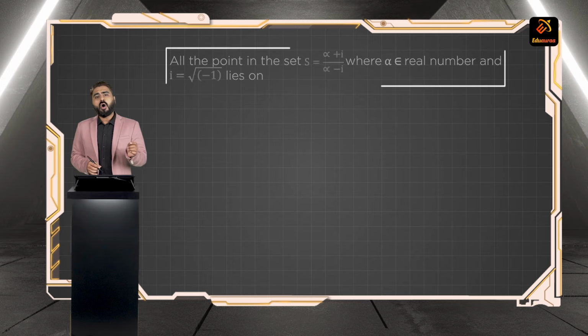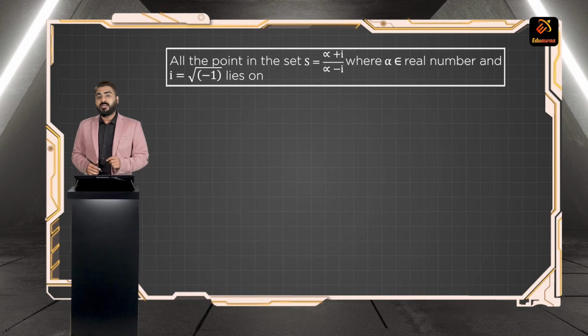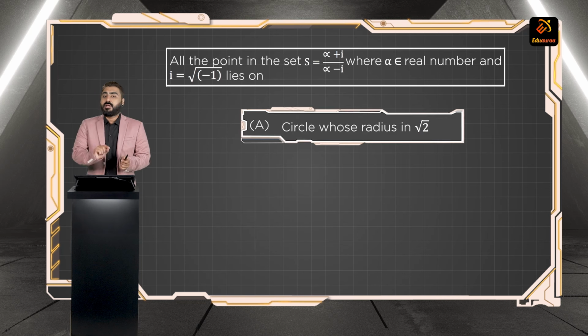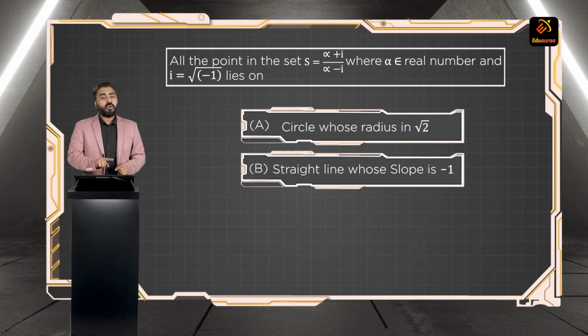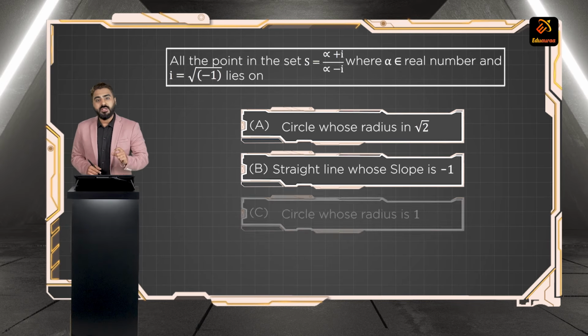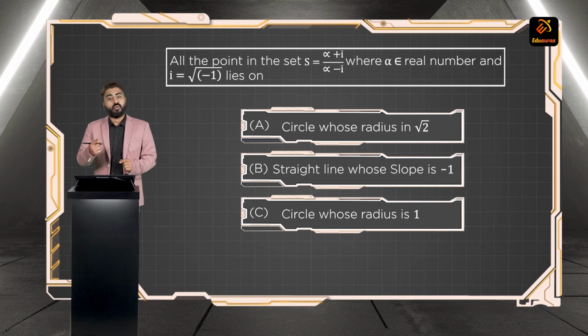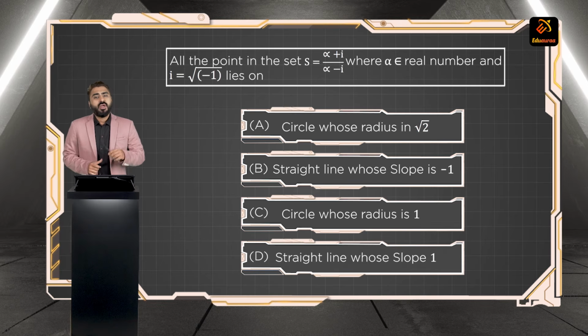Now students, moving on to the next MCQ. All the points in the set S equal to alpha plus i upon alpha minus i, where alpha belongs to real numbers and i is equal to root of minus 1, lie on, let's check our options. Option A, circle whose radius is root 2. Option B, straight line whose slope is minus 1. Option C, circle whose radius is 1. And option D, straight line whose slope is 1.